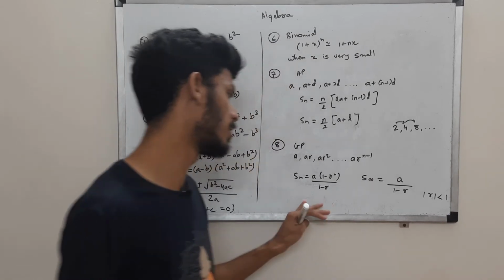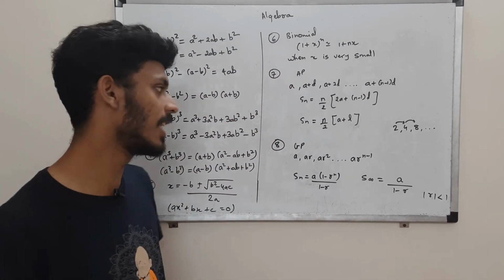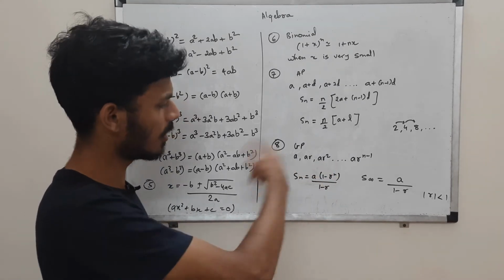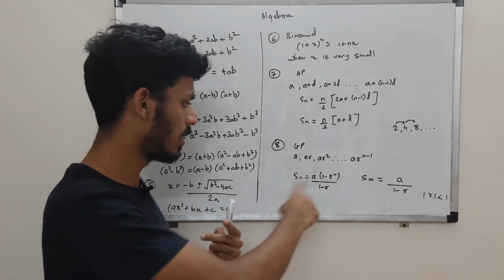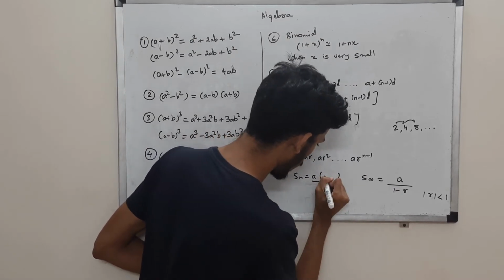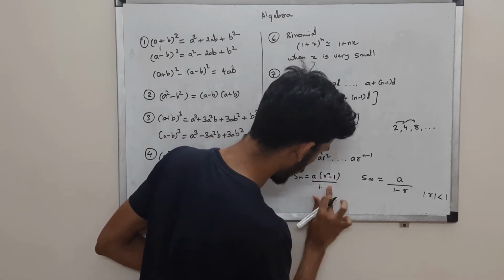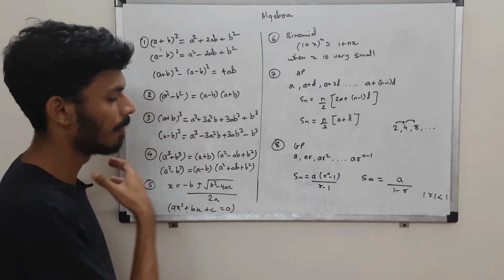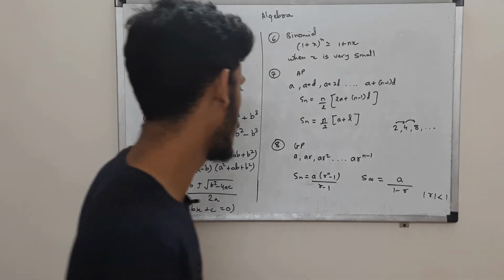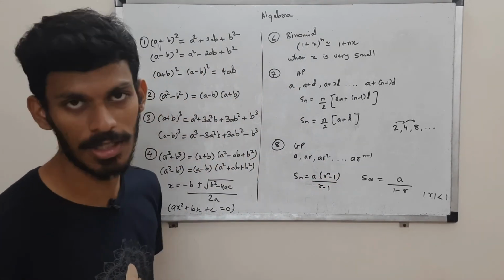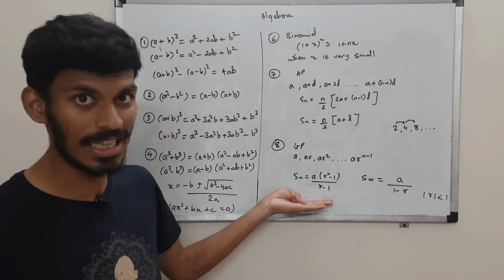So the sum of a finite GP is given as a into 1 minus r to the power n upon 1 minus r, or you can also write r raised to n minus 1. Just flip it over, this will be helpful, I guess. So a into r to the power n minus 1 upon r minus 1. Either way it works, but just for our understanding. This is for a finite GP.